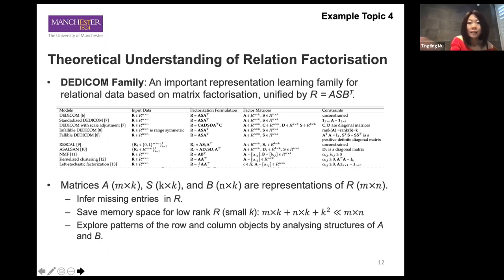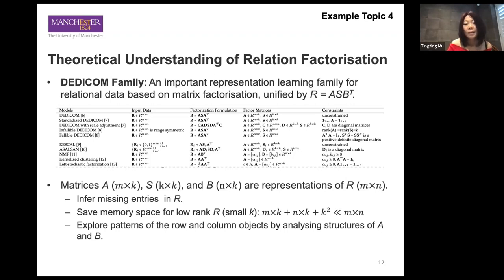Okay, the last example I would like to share with you is some of our results from our theoretical understanding of relation factorization. We're interested in an important representation learning family for relation data. The way this family works is based on three-way matrix factorization. Basically, you are given a relation matrix R, and you decompose it into the product of three matrices, A S B. We call these three matrices A, S, and B the representations of the relation matrix.